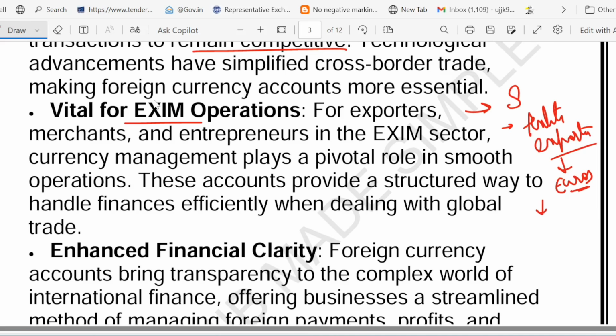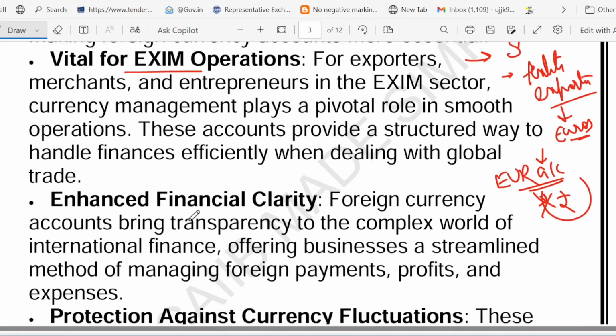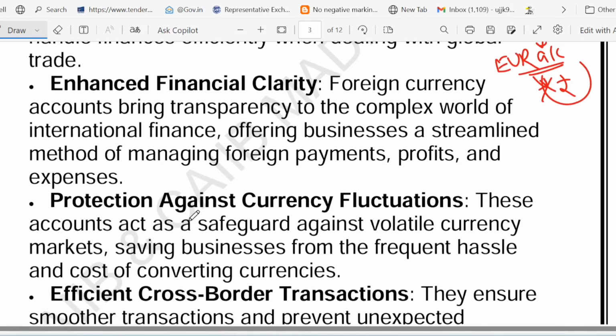So this textile exporter is getting paid in euro, and he can use the euro account to pay their Turkish fabric supplier without converting to rupee. No need to convert the amount to rupee. So that is why it is very vital for export-import operation.